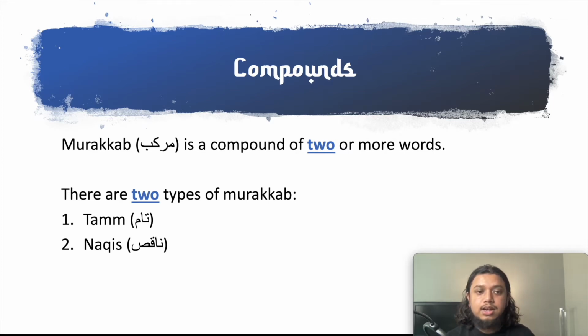Murakkab is the Arabic word for a compound, and a compound simply means a combination of 2 or more words together. And there are 2 types of murakkab. There's murakkab tamm, as you can see here, and there's murakkab naqis. So the important thing to remember is, if you put 2 words together, this is called a compound. So you can have single words such as kitab, or you can put words together like kitabu Hamid, which means Hamid's book. This is a compound.